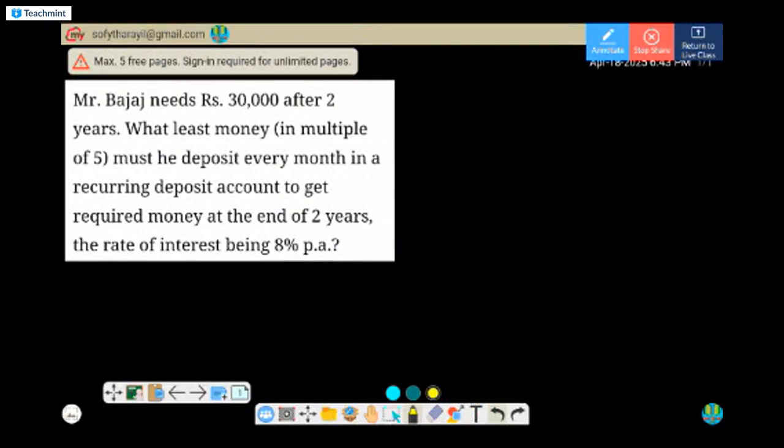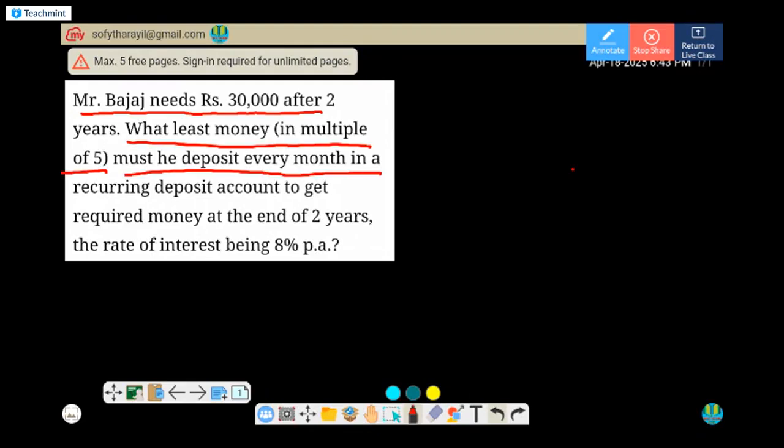So what's given in here? Mr. Bajaj needs 30,000 rupees after 2 years. So what is the least money in multiple of 5 must he deposit every month in a recurring deposit account to get the required money at the end of 2 years? And the rate of interest being 8% per annum.